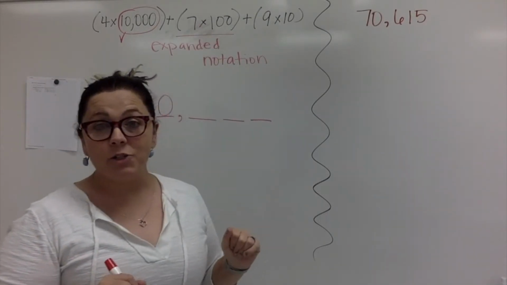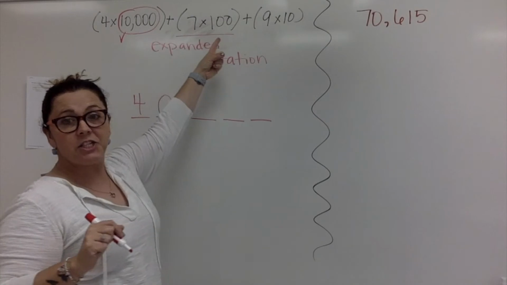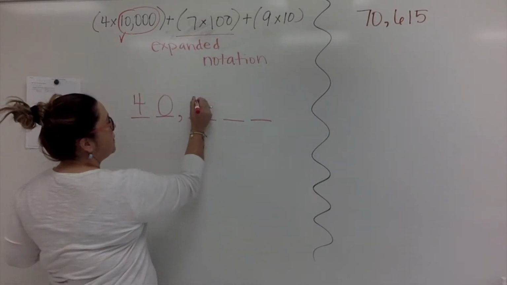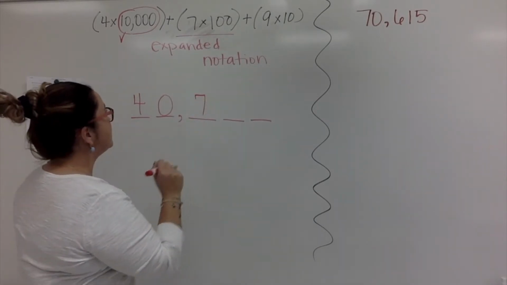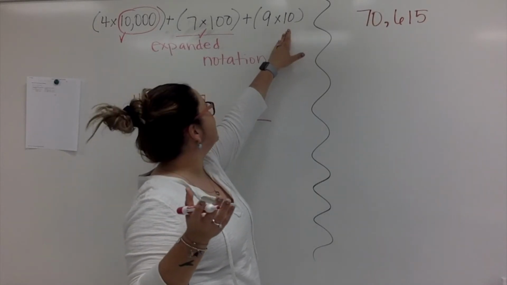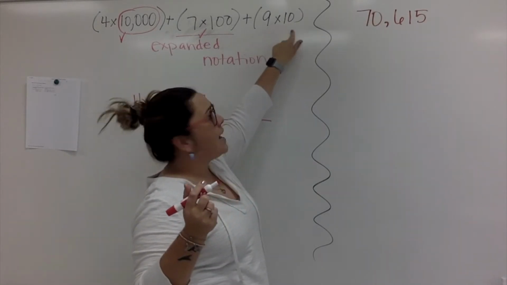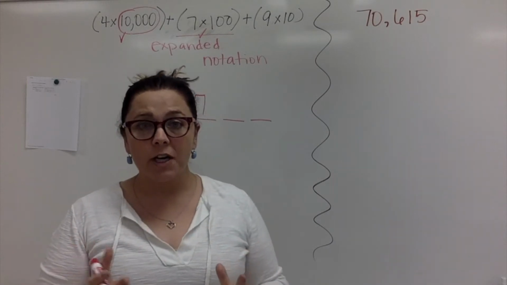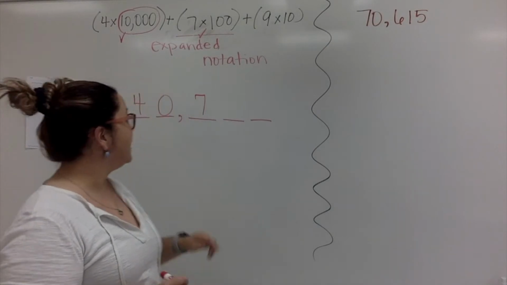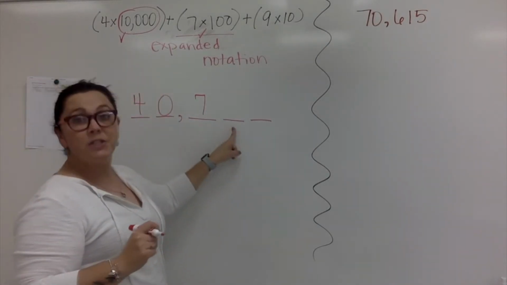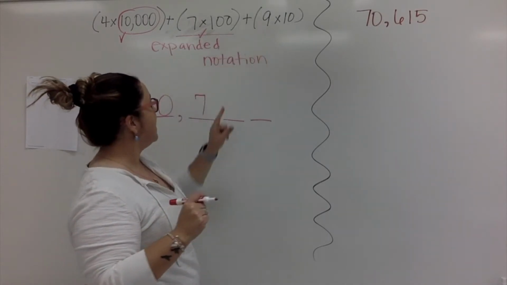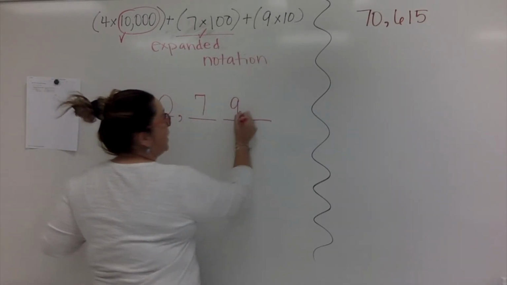Now I can look at my hundreds place and I know from this expanded notation that it is telling me I need a 7 there. So I'm going to take this 7 and I'm going to drop it down to the hundreds place. I'm done with that. I'm moving on to the next set of parentheses. Here I see 9 times 10, so it's telling me that the digit I'm working with is 9, but it's in the tens place. So I'm going to look here at my blanks and I do see, yes, in fact, the next blank is my tens place. So I'm just going to take that 9 and drop it down into that blank.